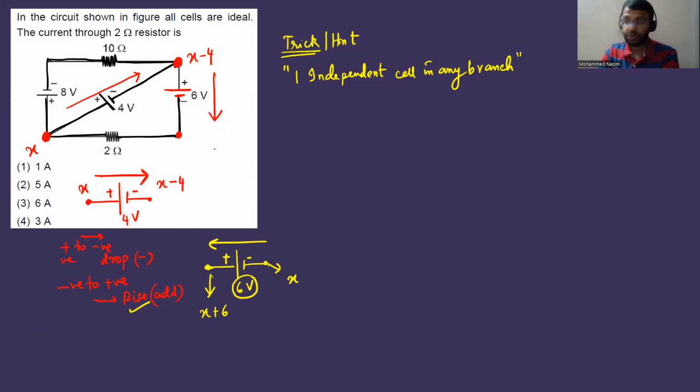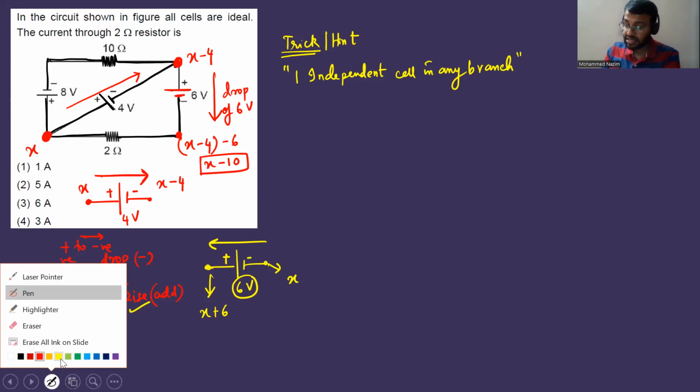If I move from here to here, what will happen, people? There is a drop, isn't it? Positive to negative, drop. Drop of how much, people? Drop of 6 volt. So already this potential is at X minus 4. From that, I need to drop 6. So I need to subtract 6. So this will become how much? X minus 10. This is X minus 10, and this is X, which is at a high potential. Obviously, X is at a high potential, and X minus 10 is at a low potential.